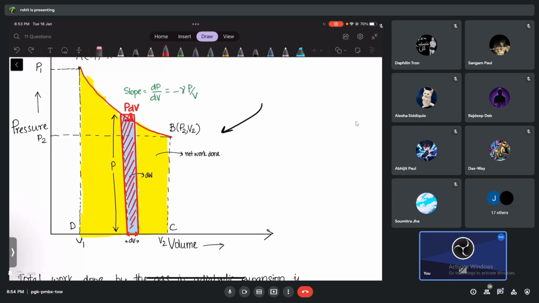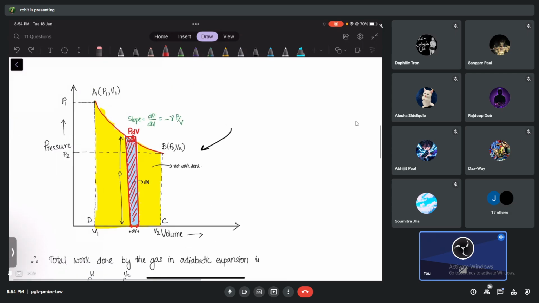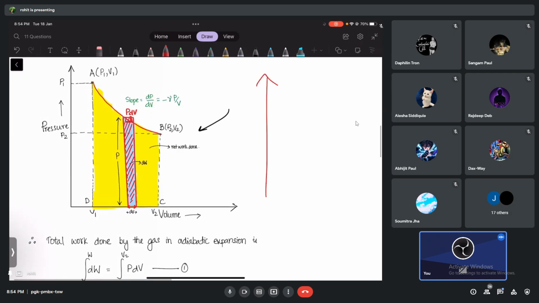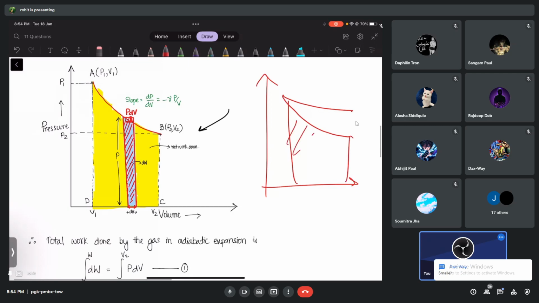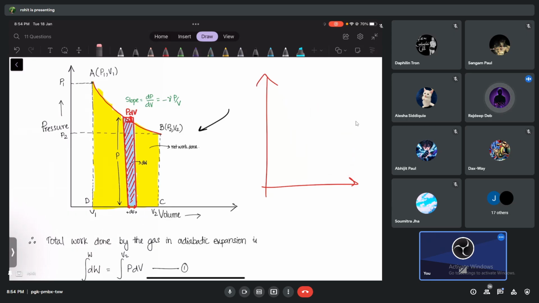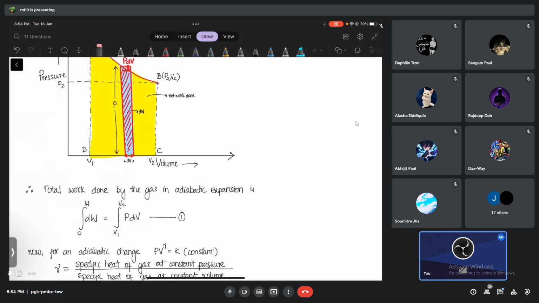So I have to calculate the entire area, and that is what I'm going to do now. Can you tell me, guys, what do you think? Am I going to get the same area as before or a much smaller area compared to isothermal? Before the graph was like this, now the graph is like this. So I'm going to get, yes, very good, a smaller area. That means the work done during the adiabatic process will be smaller compared to isothermal.